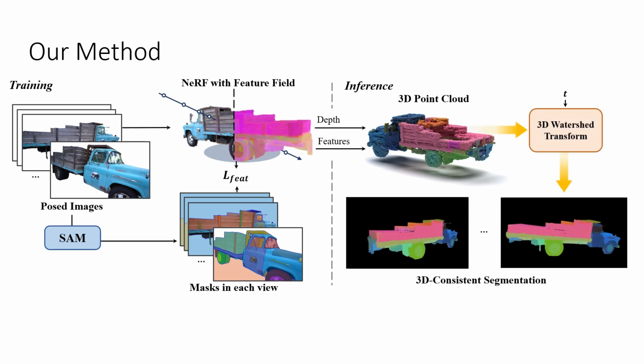Given a threshold T that indicates the segmentation granularity level, we then use a traditional segmentation method called watershed transform to segment the point cloud in 3D. This will give us 3D consistent hierarchical segmentation results.